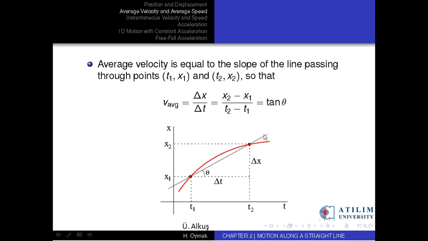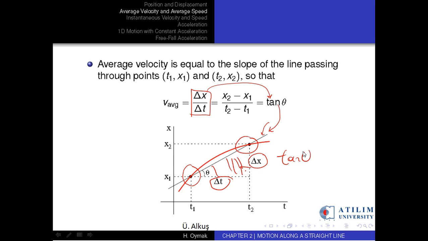As you can see in this figure, average velocity is the slope of the line passing through the points (t1, x1) and (t2, x2). As a result, we can extend the preceding equation as the tangent theta of this line. A closer look shows that the ratio of the corresponding perpendicular edges of this right triangle gives the tangent theta, that is, the average velocity.